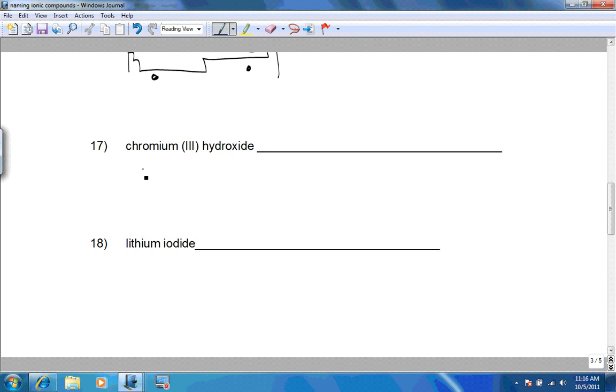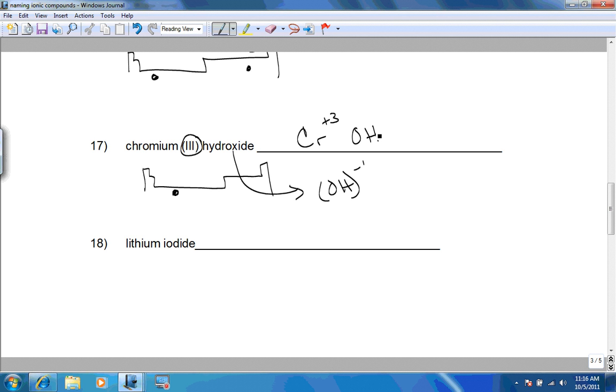Number 17. Chromium is right here on the periodic table. You can't determine the charge by looking at it. That's why we give you that 3. So that's Cr with a +3 because of the Roman numeral 3. Hydroxide is OH with a -1 charge. That's a polyatomic ion. So we're going to crisscross outside of the parentheses. So Cr1 (OH)3.